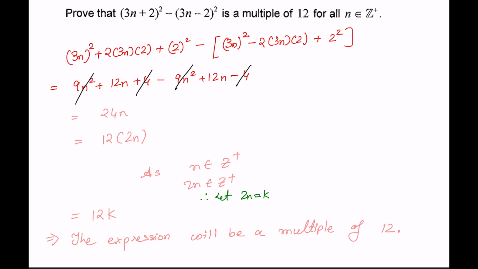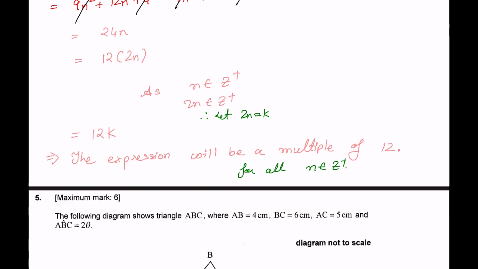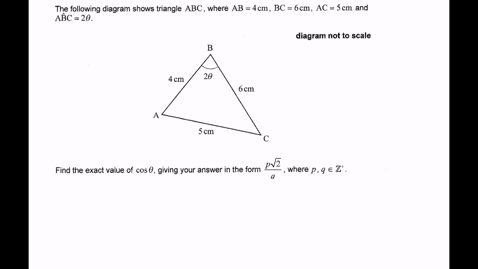Now whatever the value of k is, if it's a positive integer, you can always take out 12, so the expression will always be a multiple of 12, because it's 12 times k. K can be any number, but it's always multiplied with 12. And as a result, this expression is of course a multiple of 12 for all values of n belonging to positive integers. We are done with question 4. We can try question 5 now.